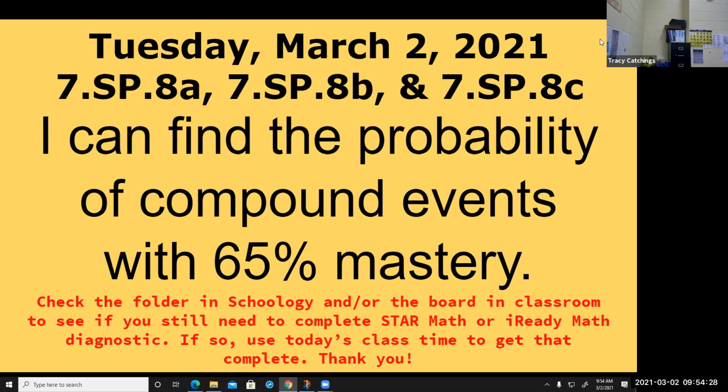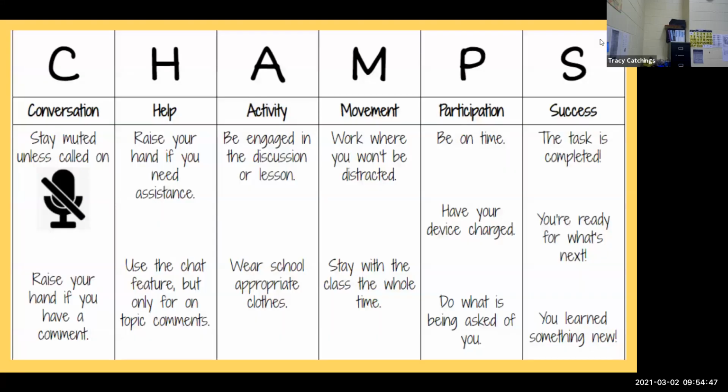Okay, so we wrote it as a fraction, then we changed it to a decimal, and then we got it. Good job. So that was just one event. Now we're gonna look at compound events. Compound events are like two things happening. I flip the coin and I roll the dice. So now two different things. All right, as always, remember that you are a champion.